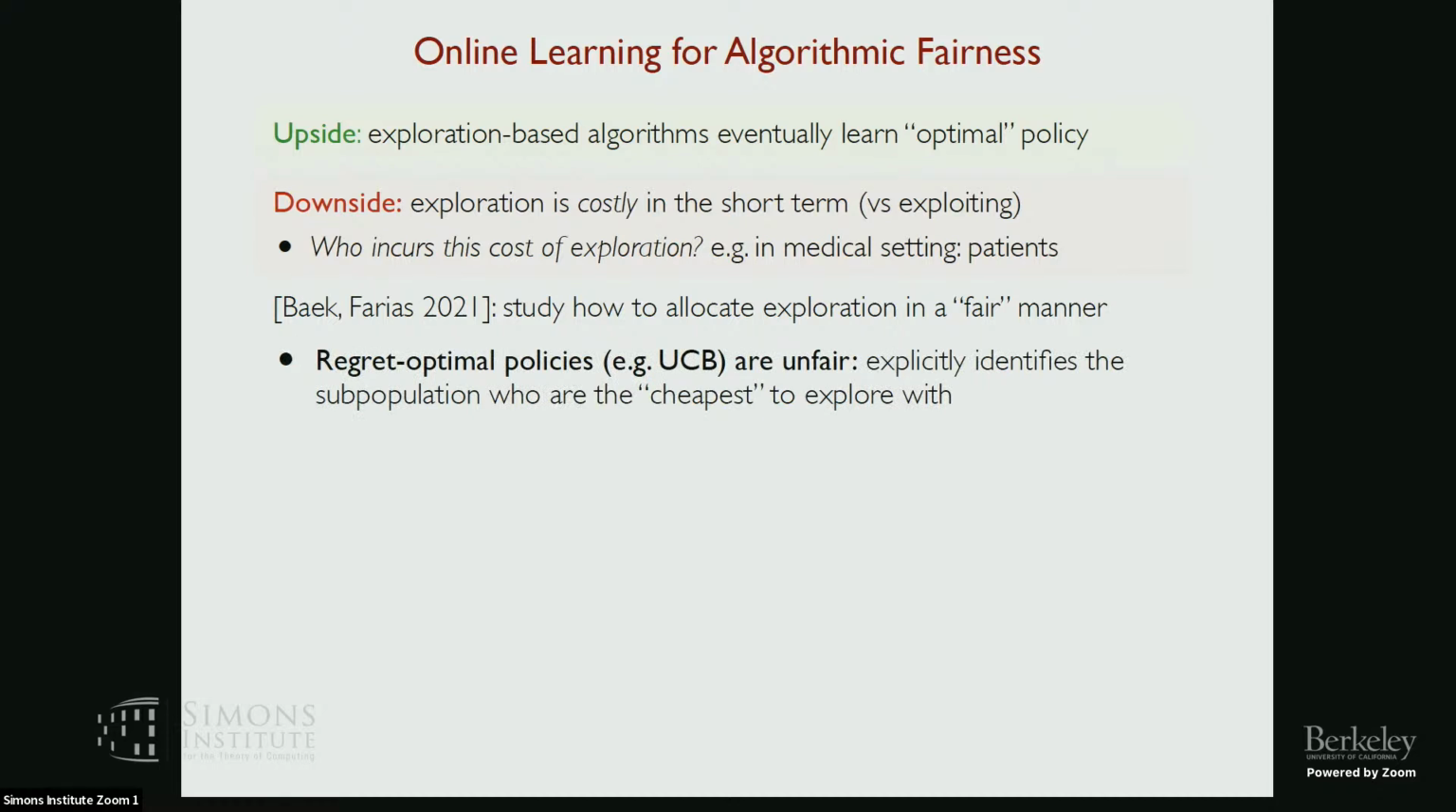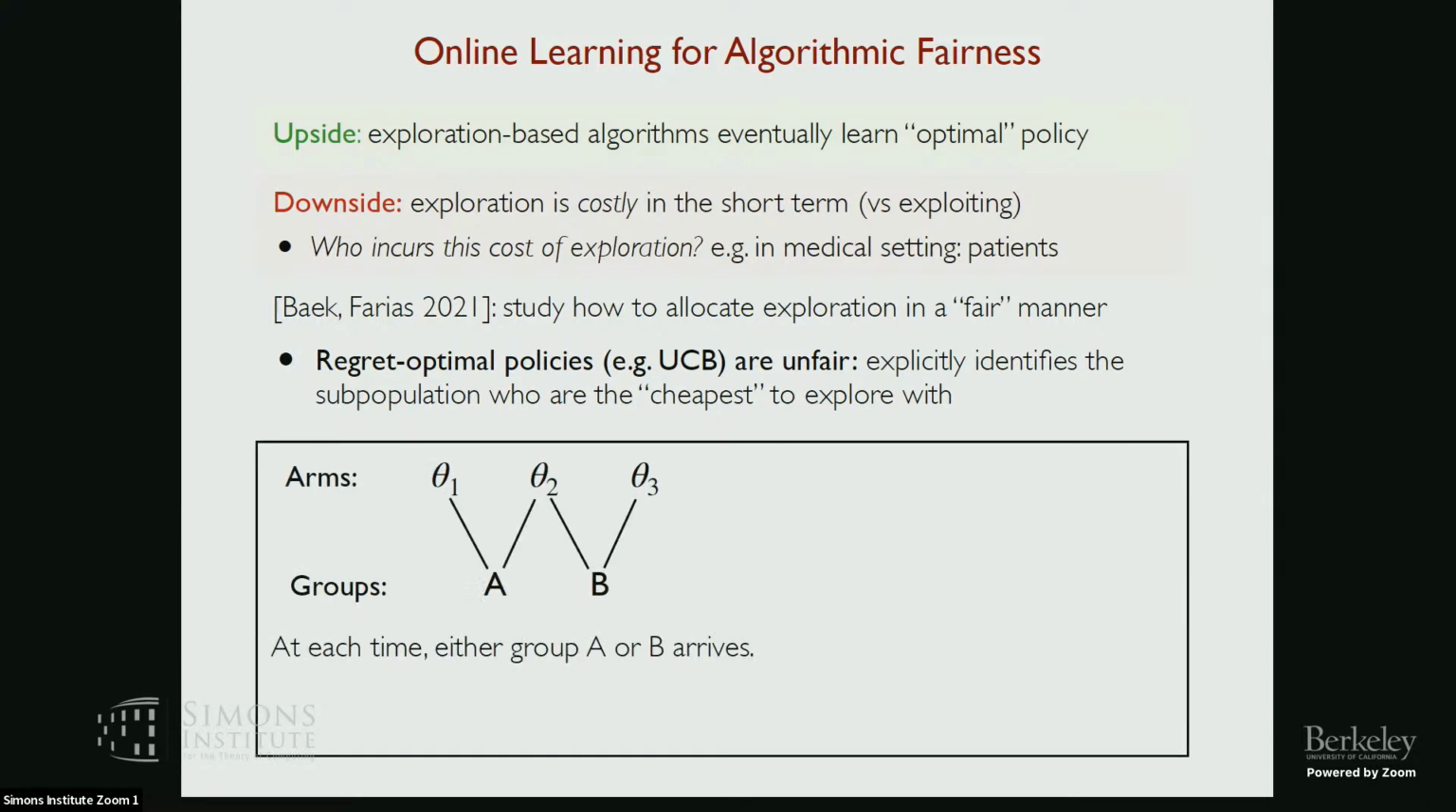To explain what I mean by this, let me walk through a very simple concrete example. Here we have the canonical multi-arm bandit problem, the K-arm bandit problem with 3 arms, but I'm adding the notion of groups. There are groups A and B. At each time step, one of the 2 groups arrives. And this bipartite graph specifies which arms a particular group has access to.